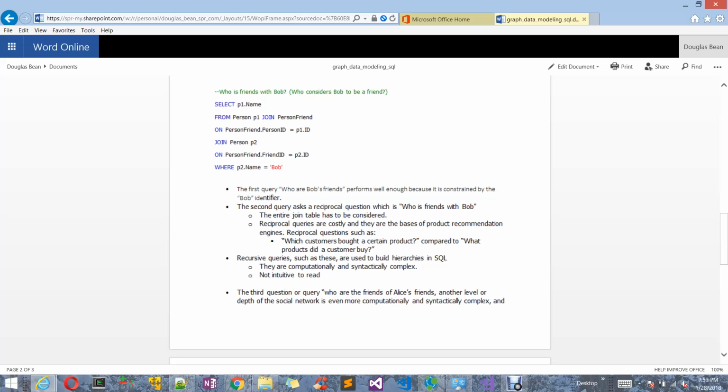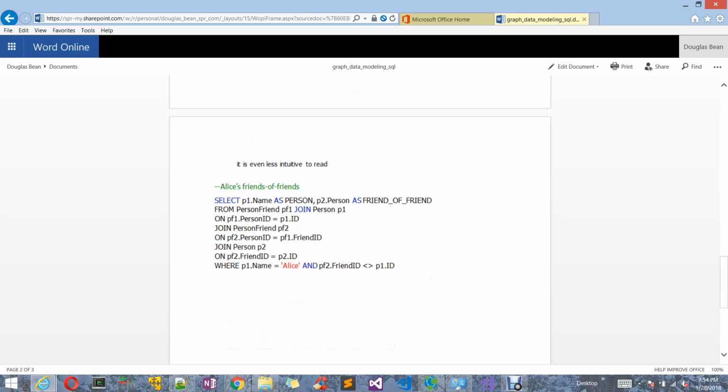Another thing to note about these queries is that they are recursive. Recursion is used to build hierarchies in SQL. They are computationally and syntactically complex, and they are not intuitive to read. Now this third query goes one level deeper into our social network, asking who are the friends of Alice's friends. It is even more complex computationally and syntactically, and even less intuitive to read.